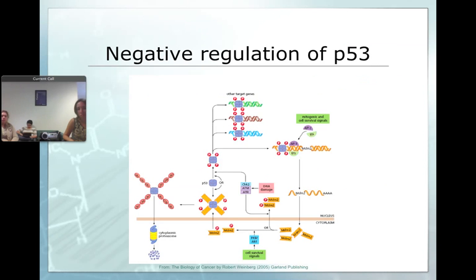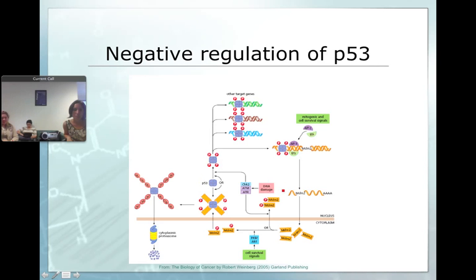Okay, so P53 is, as you would imagine, very tightly regulated, right? If you have a protein that's this important, you're going to regulate it pretty strictly. And so this is some of the regulation. Let's start here in the middle. Okay? You got it? Yes. I'm not sure how clear your image is. So, okay. So here's P53.